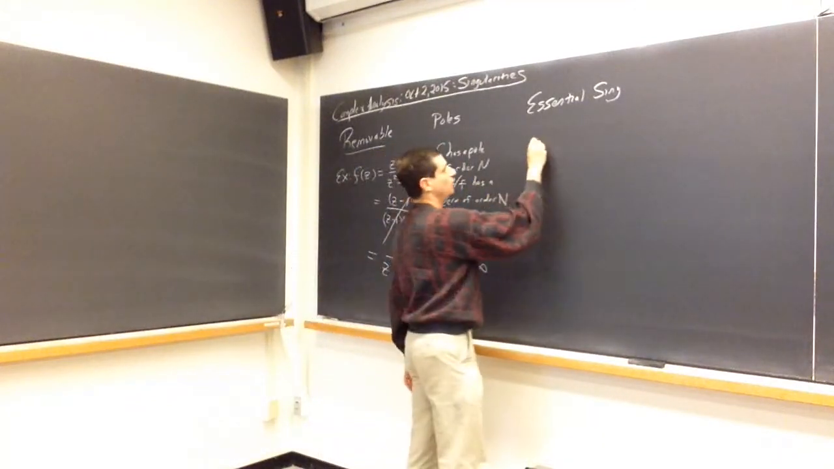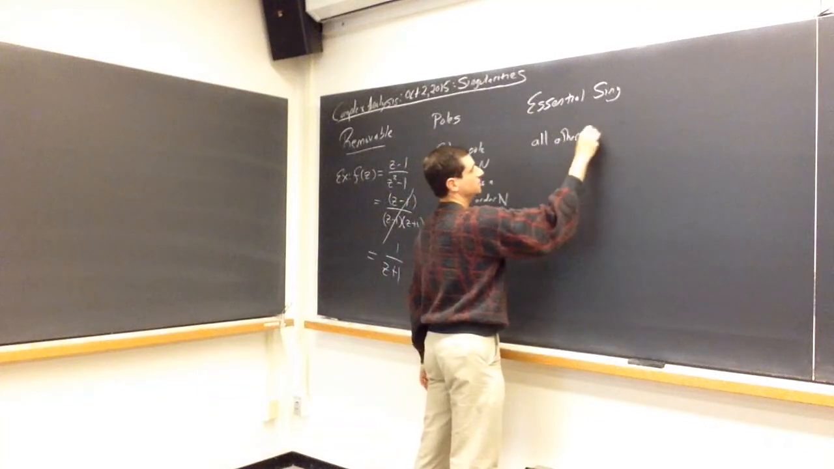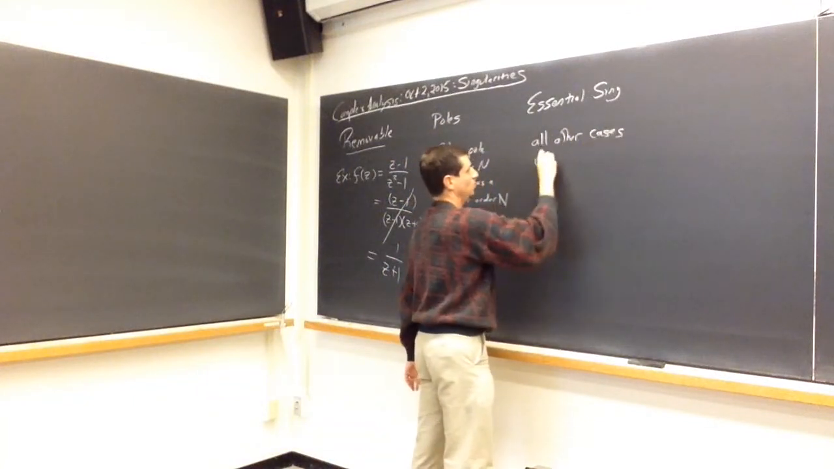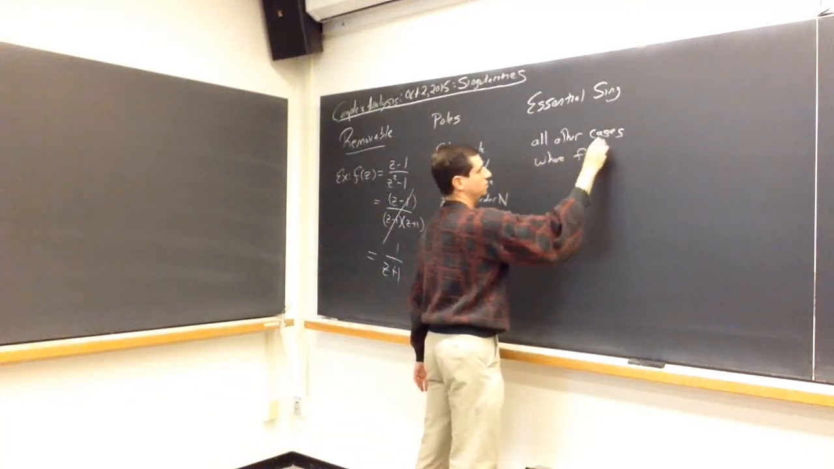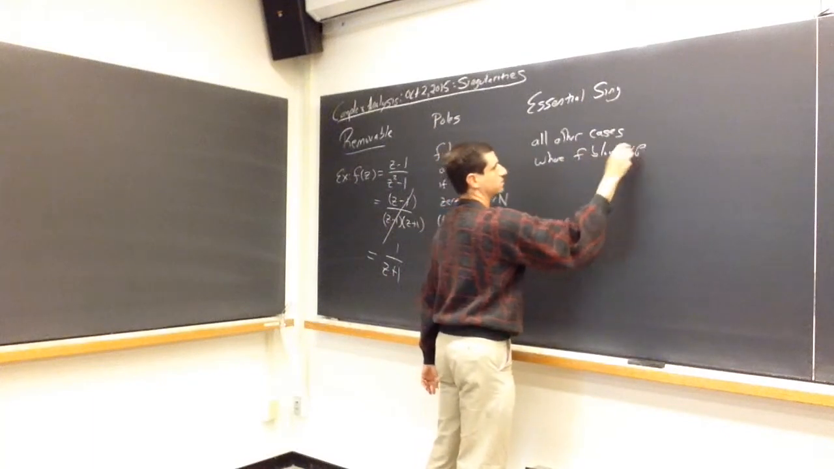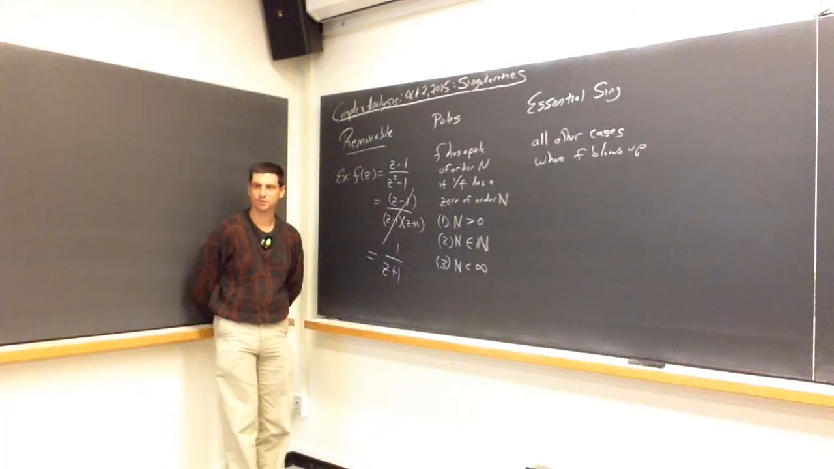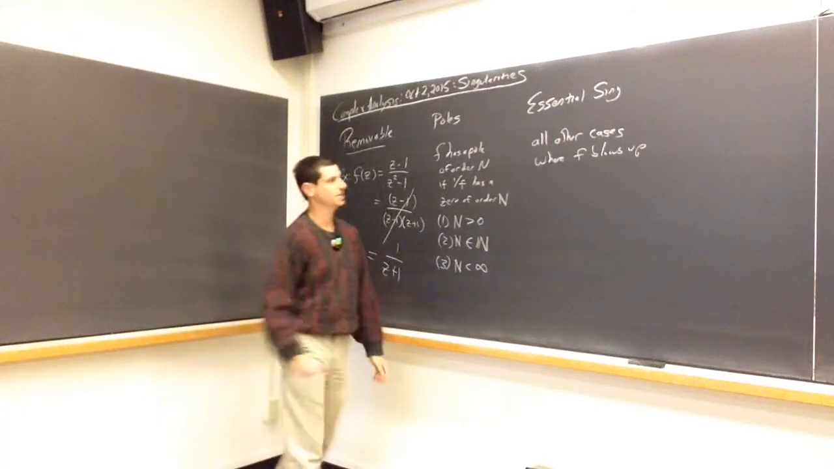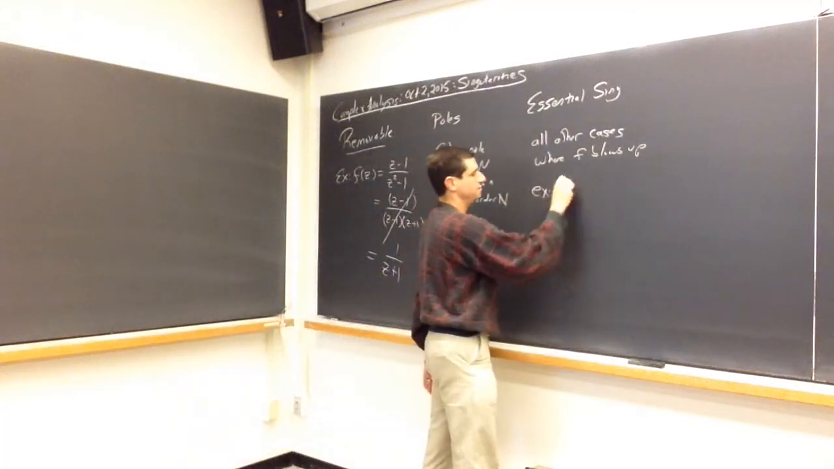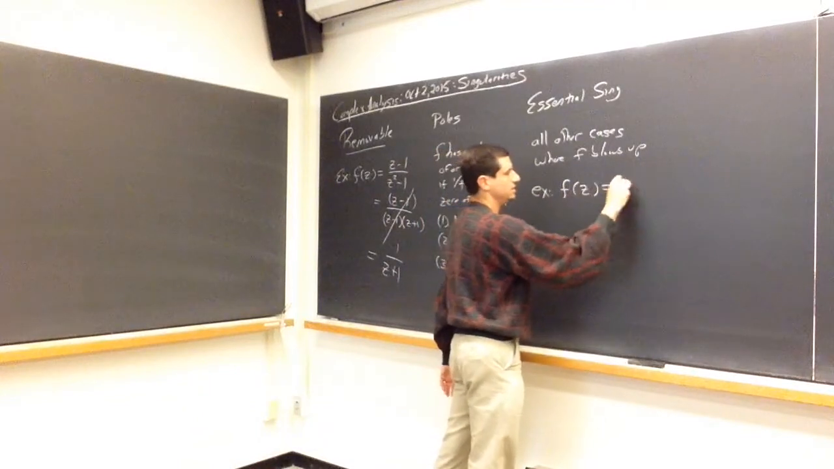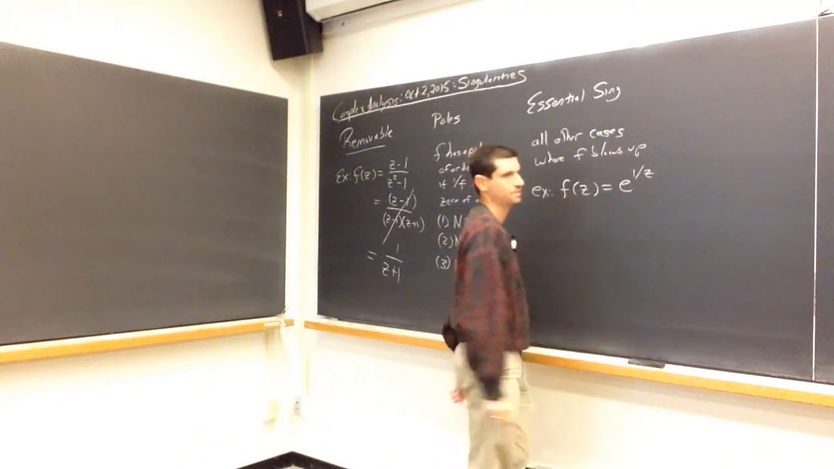This is all other cases where f blows up. It's a really nice definition. It's whatever's left over. So the classic example is the function f of z is e to the 1 over z.